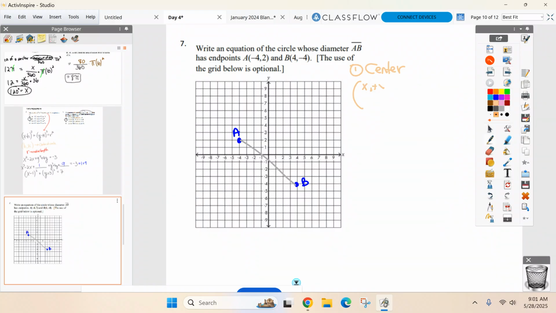X1 plus X2 divided by 2. Y1 plus Y2 divided by 2. And if you want, go ahead and go back to your formula sheet. And I believe that's number 2. Yep, number 2 is your midpoint formula on the back of your sheet there. And then I'll ask somebody what the midpoint is. Center will be in the middle of that diameter.